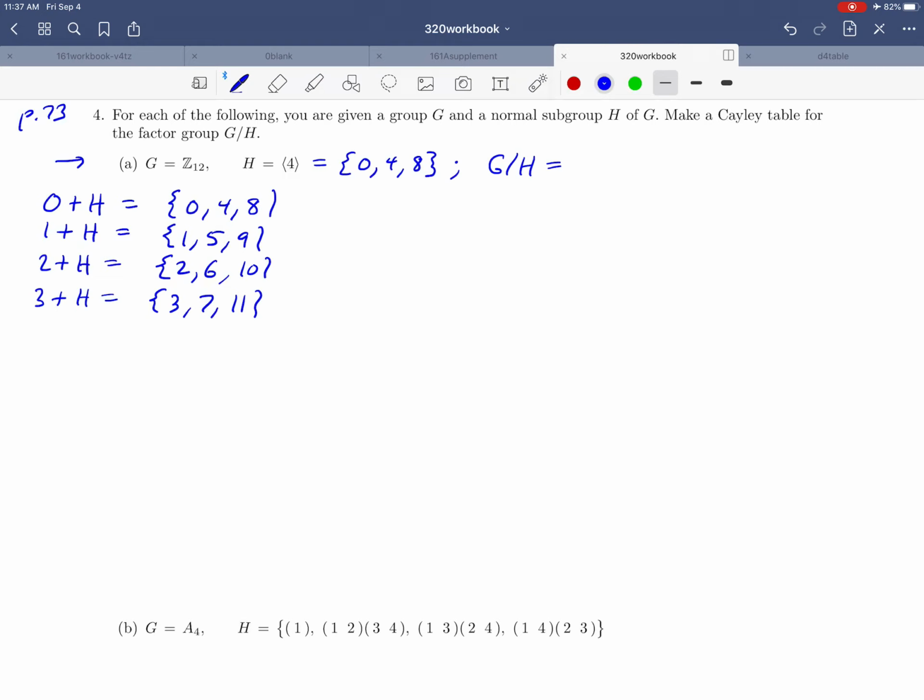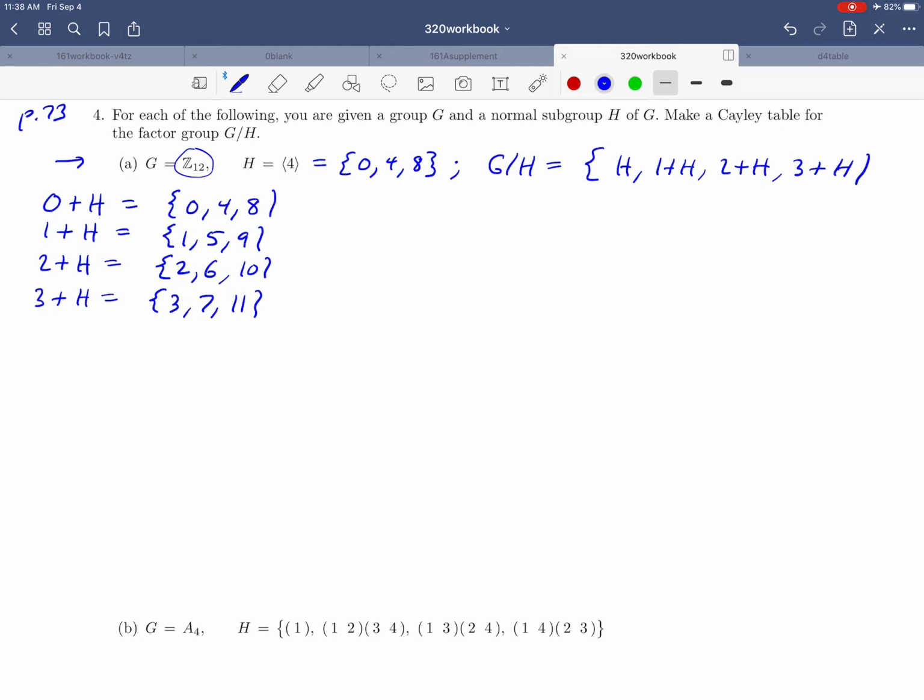Notice that those 4 cosets partition all of the elements in Z12, all 12 of those elements, so we're done. That's a total list of cosets, and so those 4 sets are exactly the elements that are in this factor group G mod H. So 0 plus H, which we'll just write as H, 1 plus H, 2 plus H, and 3 plus H.